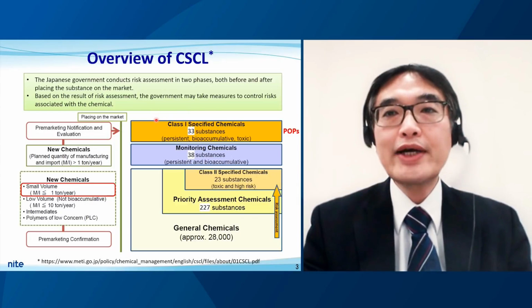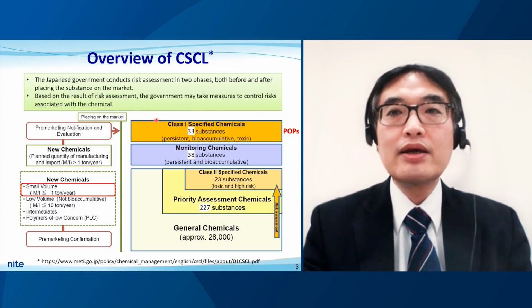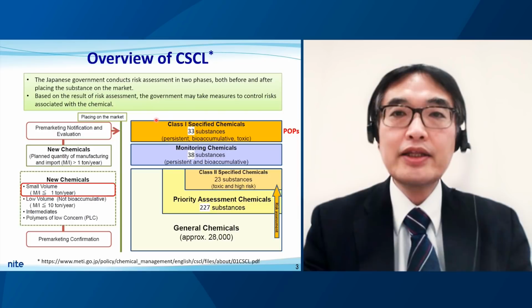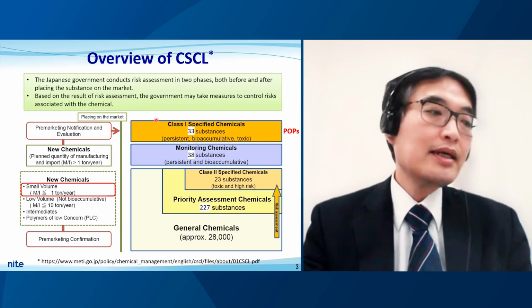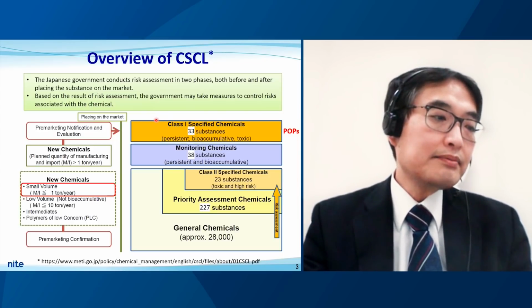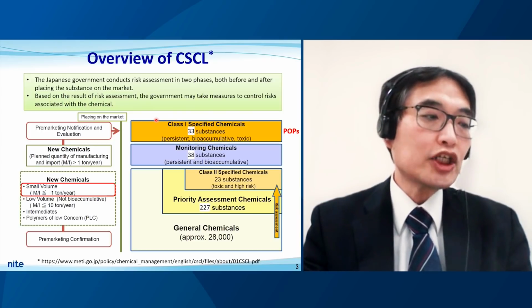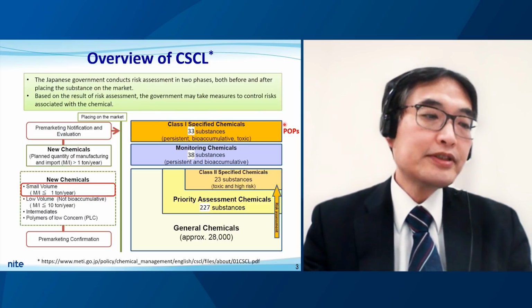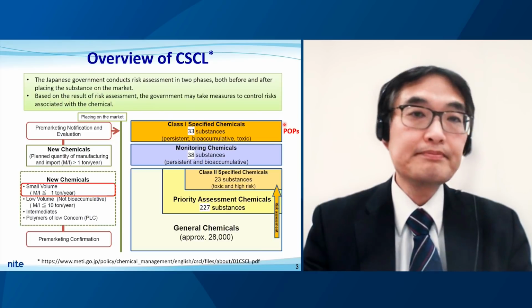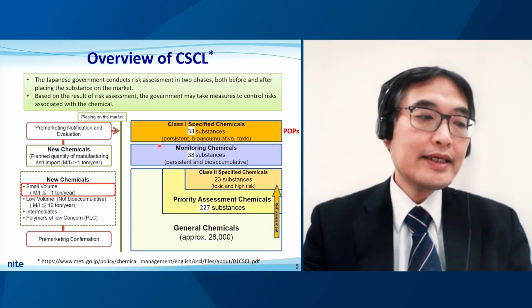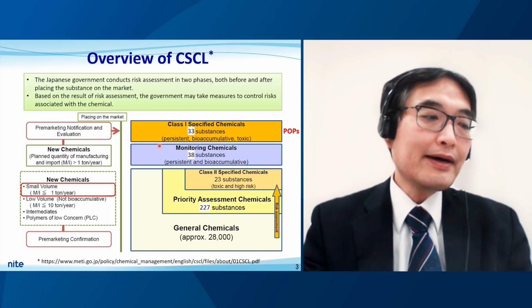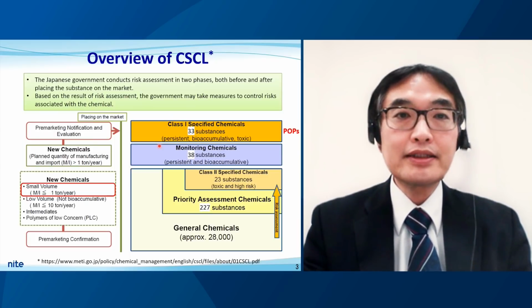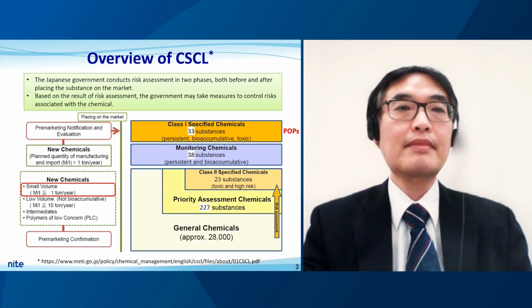The class one specified chemicals are the category for persistent, bioaccumulative and toxic chemicals. This is the most strictly regulated category under CSCL. And this category is harmonized with the POPs chemicals and the Stockholm Convention. The second one is monitoring chemicals, which are the category for persistent and bioaccumulative chemicals.